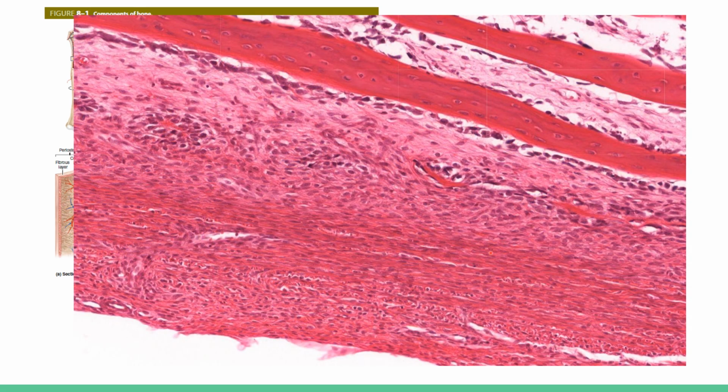So this is a larger view. This is the dense, irregular connective tissue that contains the fibroblasts. The fibroblasts usually produce type 1 collagen on the outer surface of the periosteum, and the progenitor cells are located mostly here. So this is a bone tissue.